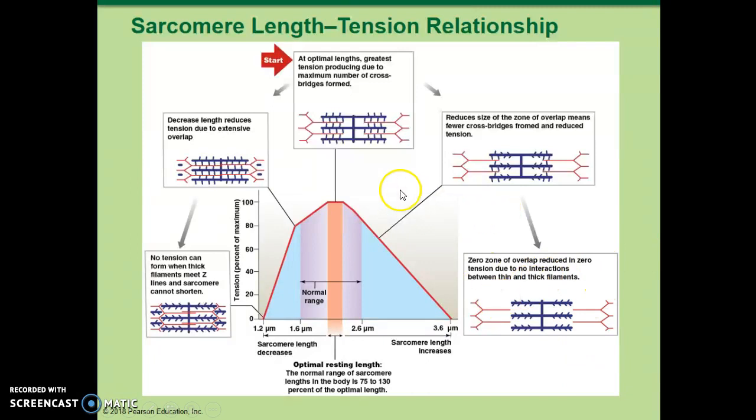So at the optimal length here at the start, the greatest tension produced is due to the maximum number of cross bridges formed. This reduces the size of the zone of overlap, so fewer cross bridges are formed and tension is reduced. The zero zone of overlap results in zero tension due to no interactions at all between the thin and thick filaments.